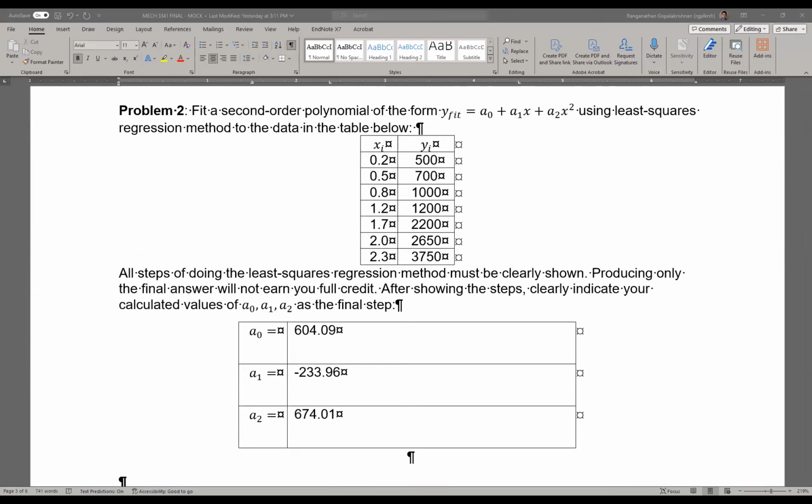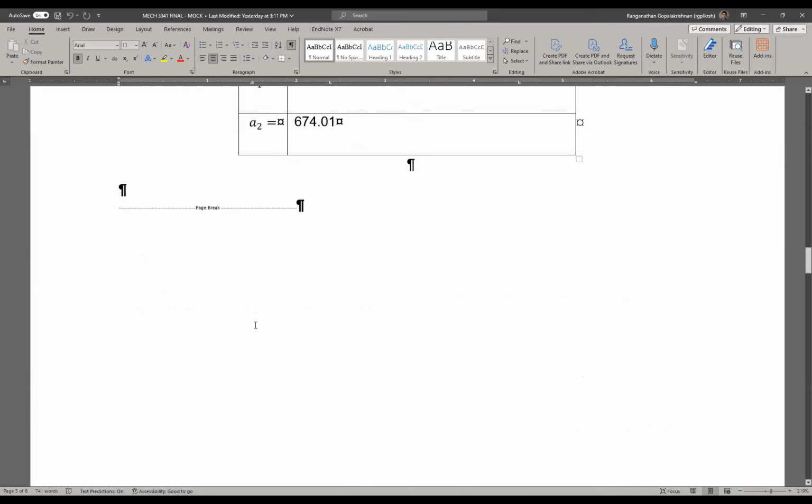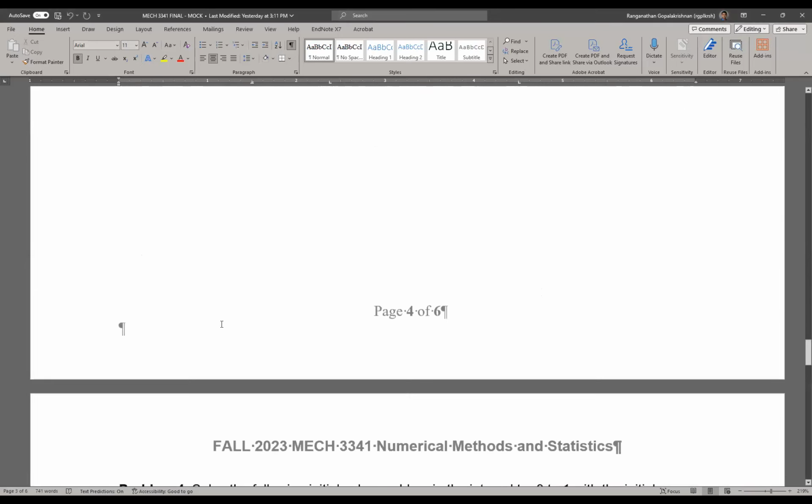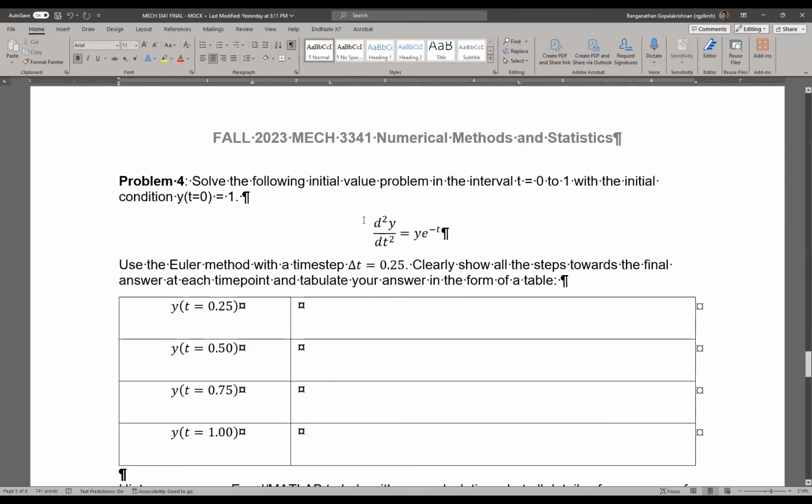So let me continue with trying to solve problem 4 and 5. And I also want to do one more problem related to problem 4. So if you see here, this is a second order differential equation. The second derivative d squared y over dt squared equal to y e power minus t. Or in other words, on the right side, there is a function that may involve either y, time, and the derivative of y. So it could involve either of those in some combination.